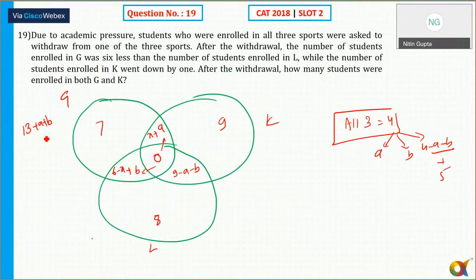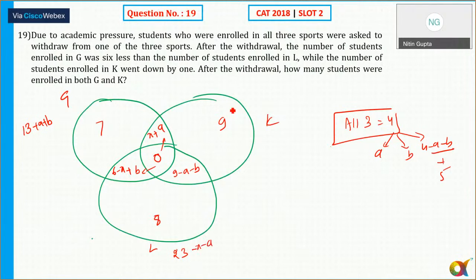Okay, here as of now, 13 plus A plus B. This will be it, yes? And the number of students enrolled in L: you can see 8 plus 9 is 17, 17 plus 6 is equal to 23. Minus B plus B will get cancelled, so I'll get minus X minus A. So 23 minus X minus A.